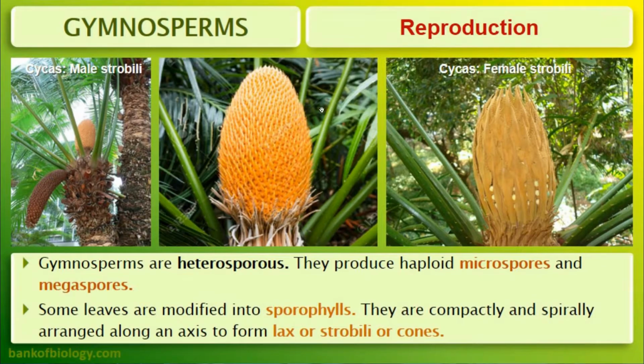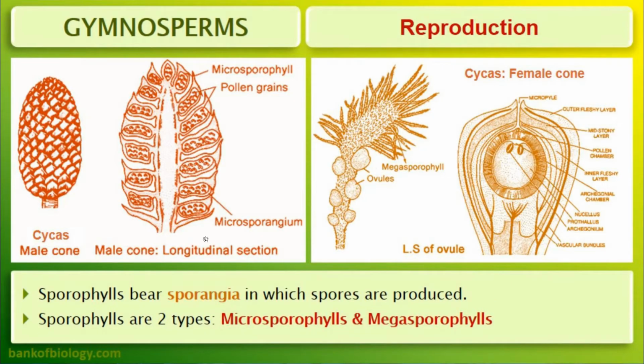Gymnosperms are heterosporous. They produce haploid microspores and megaspores. Some leaves are modified as sporophylls, and they are compactly and spirally arranged along an axis to form structures which are called cones or strobili. This is the gymnosperm male cone, longitudinal section. The sporophylls bear the sporangia from which the spores will be produced.